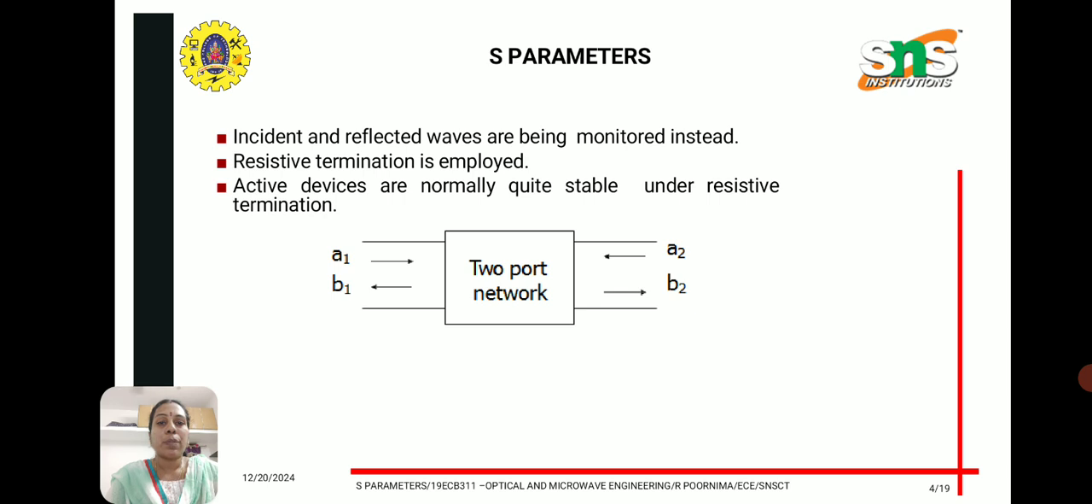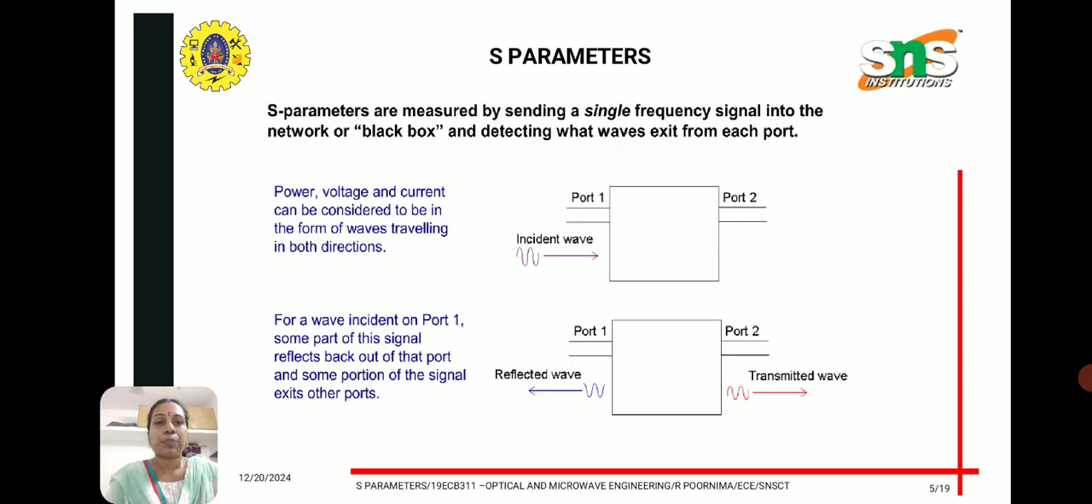So we use S parameters for high frequency analysis. Here incident and reflected waves are monitored. Resistive termination is employed and active devices are normally quite stable under resistive termination. These S parameters are characterized by incident and reflected wave amplitudes, given as A1, B1 and A2, B2 at ports 1 and 2 respectively.